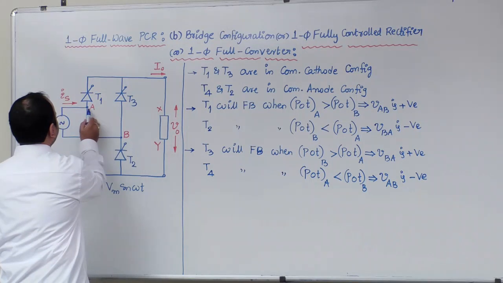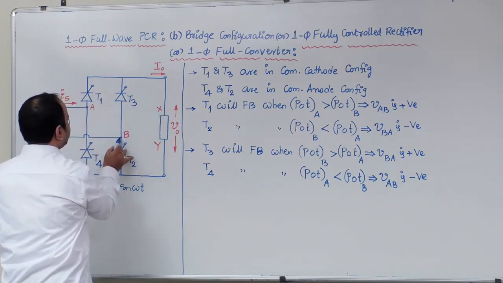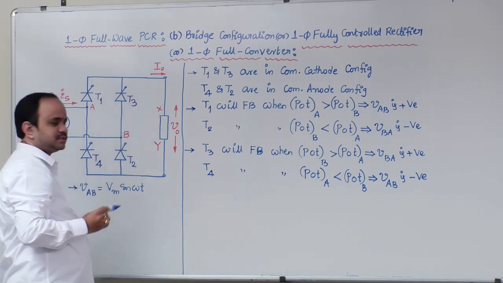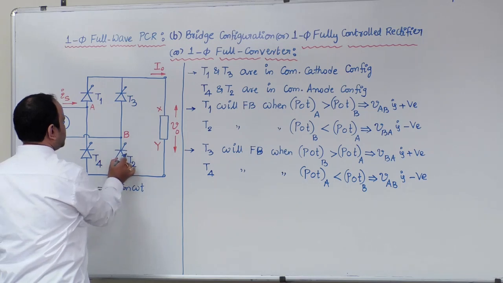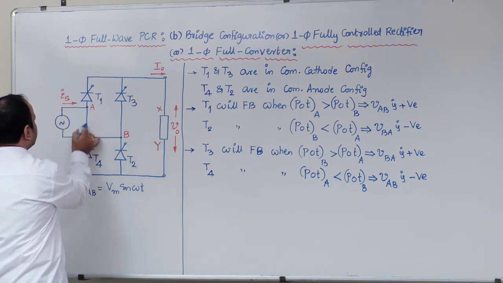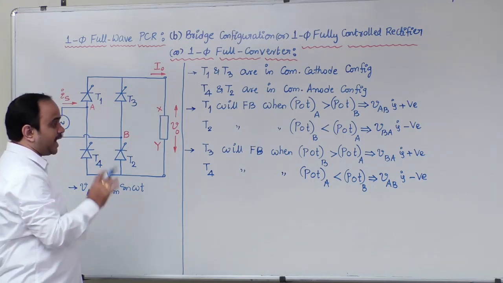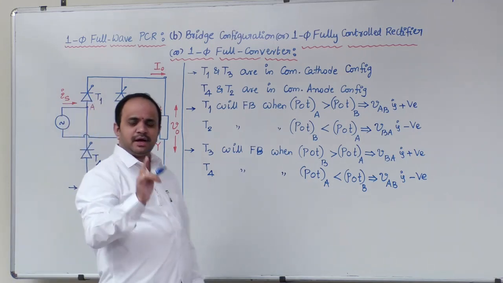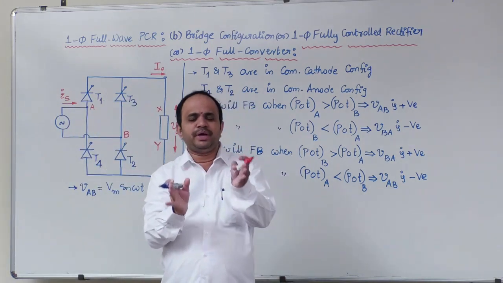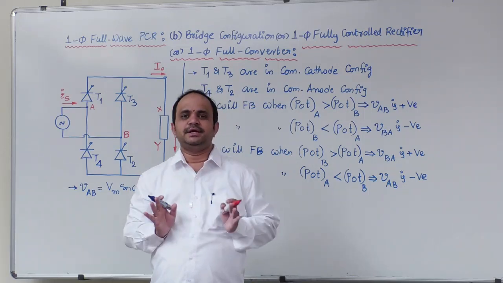X can be connected to A if T1 is on. X can be connected to B if T3 is on. Similarly, Y can be connected to B if T2 is on. Y can be connected to A if T4 is on, right? But as per the triggering sequence, we concluded that at alpha the T1 T2 pair is triggered, and at pi plus alpha the T3 T4 pair is triggered.